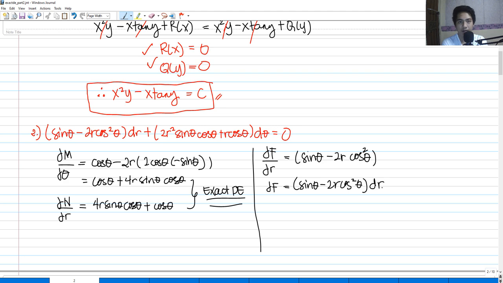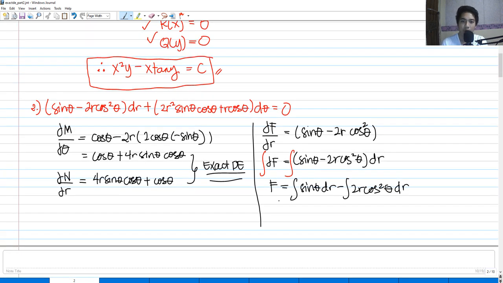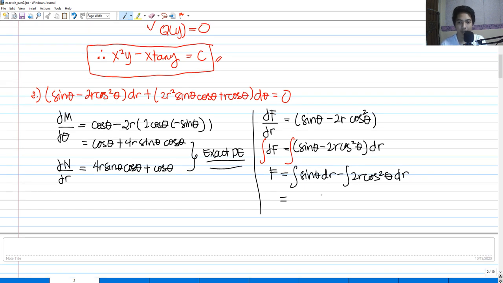Then we have dr. So we are going to integrate both sides of our equation. Then we have f equals integral of sine theta dr minus integral of 2r cosine squared theta dr. So we are integrating with respect to r. So theta would be considered as constant, so we can factor it out of the integral sign. So we have cosine squared theta. I can also factor out 2, because that's a constant, so we have 2 integral of r dr here.